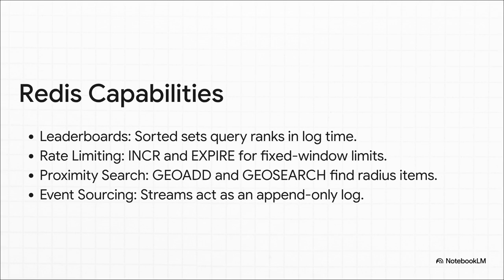But man, the versatility really doesn't stop there. Need a high-speed live leaderboard? Just use sorted sets to query rankings and log time. Building an API that needs some rate limiting? A simple increment and expire command will instantly build you a fixed window counter. Making an Uber-style app? Geospatial indexes will find items in a specific radius almost instantly. Using these native capabilities prevents you from agonizingly overloading your traditional SQL database with operations it just frankly wasn't built to handle.